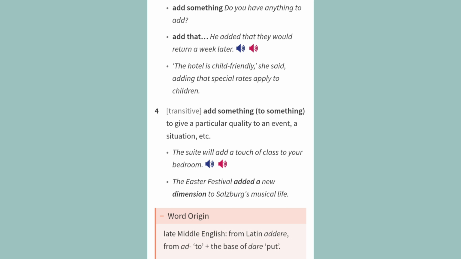4. Transitive. Add something, to give a particular quality to an event, a situation, etc. Examples. The suite will add a touch of class to your bedroom. The Easter festival added a new dimension to Salzburg's musical life. Word origin. Late Middle English, from Latin adire, from add, to, plus the base of dare, put.